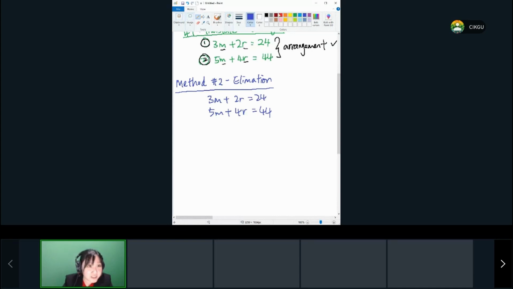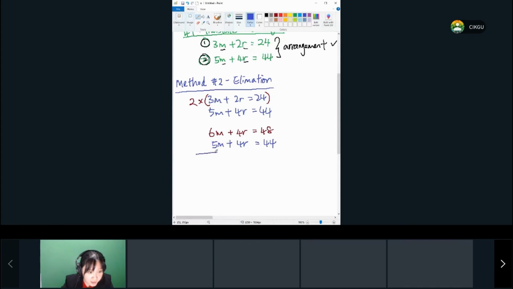So first step, I'm going to multiply the whole equation. Of course, if you want to multiply by 2, you cannot just multiply 2 with 2R. The whole equation must be multiplied by 2. So what am I going to get? 2 times 3, 6M, plus 2 times 2, 4R, equals 2 times 24, 48. See, multiply everything by 2 already. The second equation, no need to do anything. I purposely don't want to do anything. Copy only.